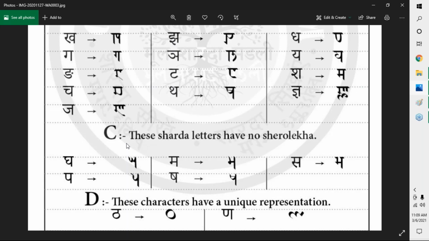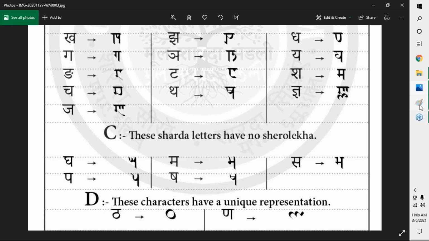The 4th category D, these are unique representations, because there is no concept of Shirorekha or no Shirorekha, as these are written in a different way, like Tha and Na. You see here, there can never be a Shirorekha. There is never a possibility of having a Shirorekha. These are special alphabets. These are category D.